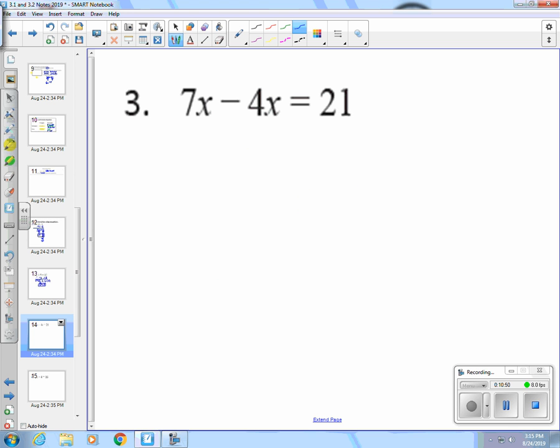Number 3, combine your like terms first if you can. 7x and -4x can be combined together to give you a positive 3x equal to 21. We undo our operations, so we're going to divide by 3 on both sides, and x will be equal to 7.